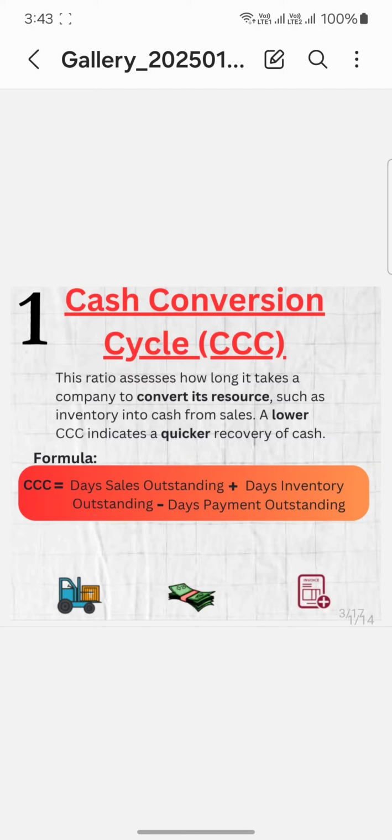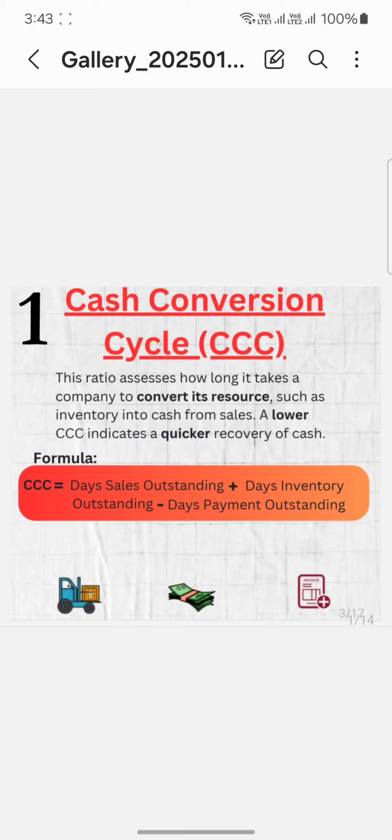So the first ratio is cash conversion cycle. We may call it CCC. What does this ratio say? This ratio assesses how long it takes a company to convert its resources, such as inventory, into cash from sales. A lower CCC indicates a quicker recovery of cash.